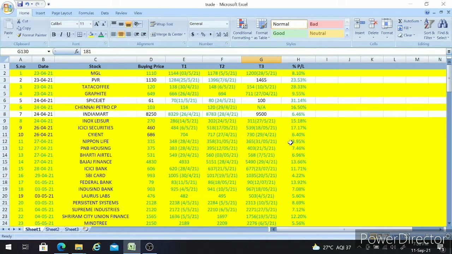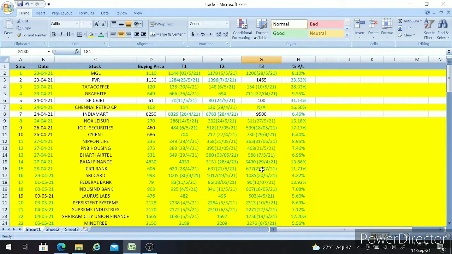You can select any stock. Suppose you select Bharti Airtel. I gave the buy call for Bharti Airtel on 27th of the 4th month with a buying price of 531, with the first target of 549 and the third target of 568, and this third target got achieved on 7th of the 5th month.